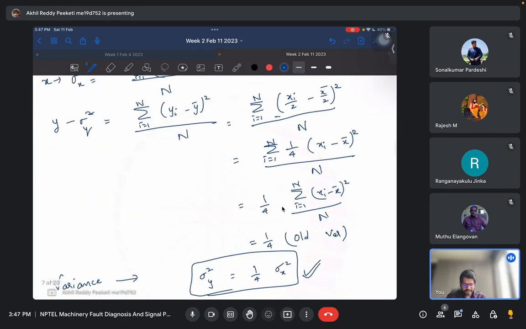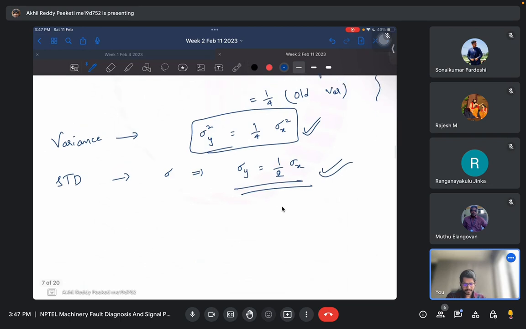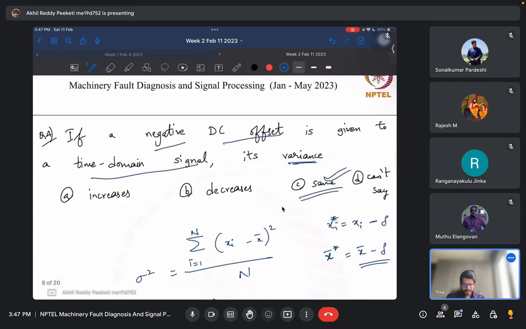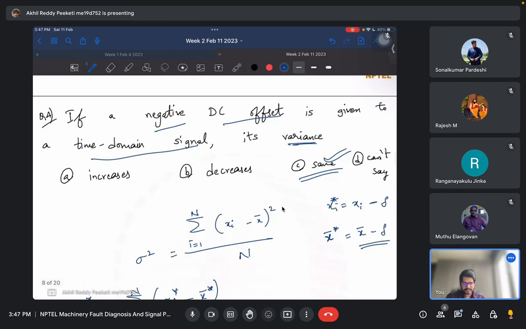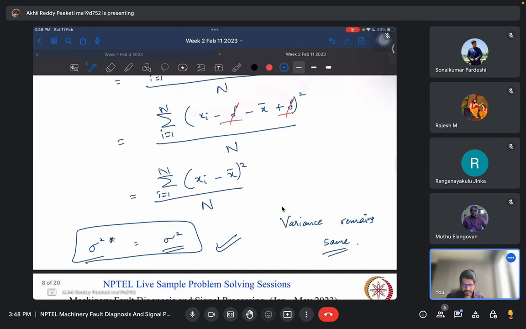You can derive this if you know how y and x are related. And these two are for when you are doing the amplitude by 2. And if you are adding a constant, as we saw and I told you earlier, the variance doesn't change. So if you are adding a positive or negative constant to the existing data, the variance remains the same, because variance tells you how the data is distributed. So for this, it doesn't matter where the data is distributed.